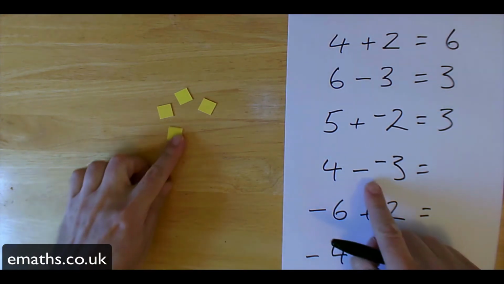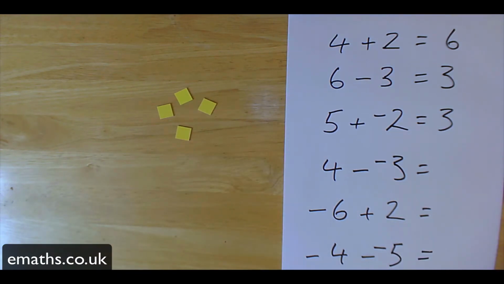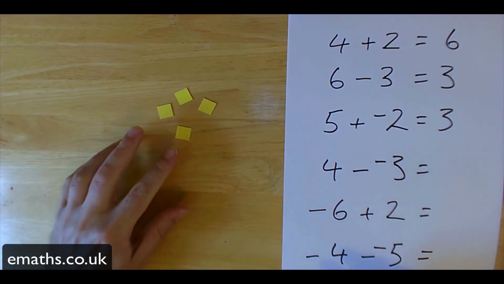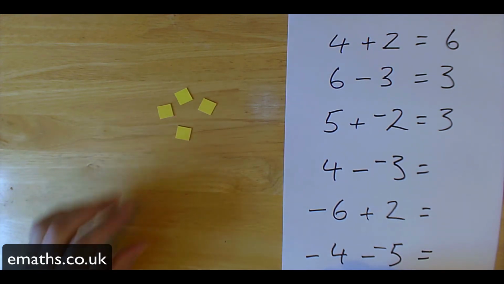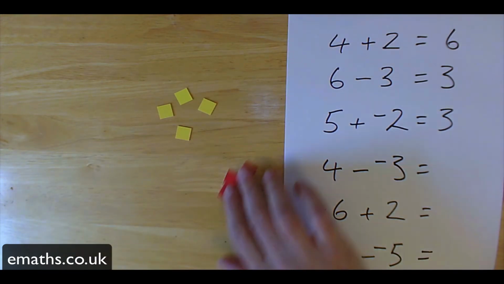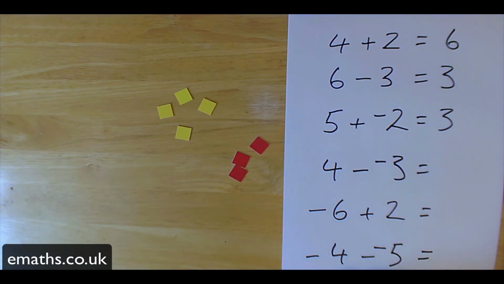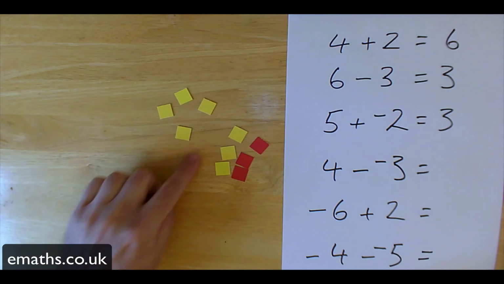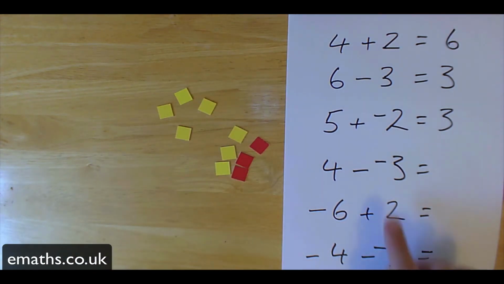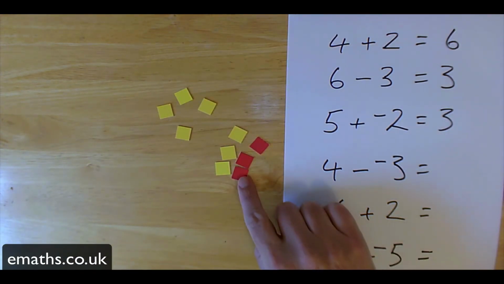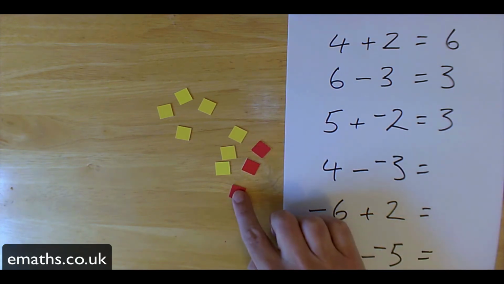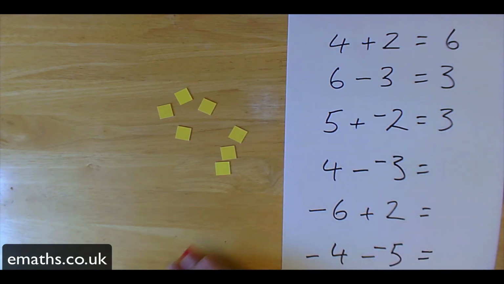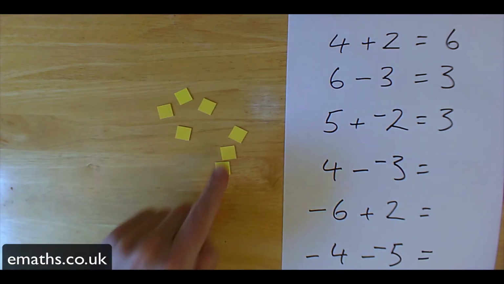4 minus minus 3. So I have 4. I want to subtract minus 3 from here, but there isn't minus 3 in the image, and I need to introduce minus 3 to the system. But this would create a different system unless I introduce the 0 pairs. This is still the number 4. I have 4 and 0. I want to subtract minus 3. I want to take away minus 3. Take away these 3 negatives, which leaves me with 7.